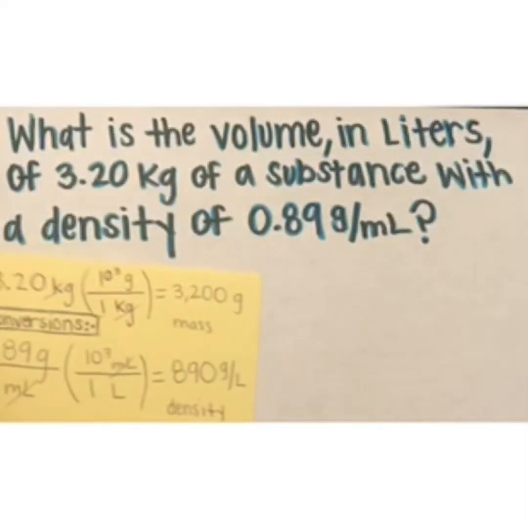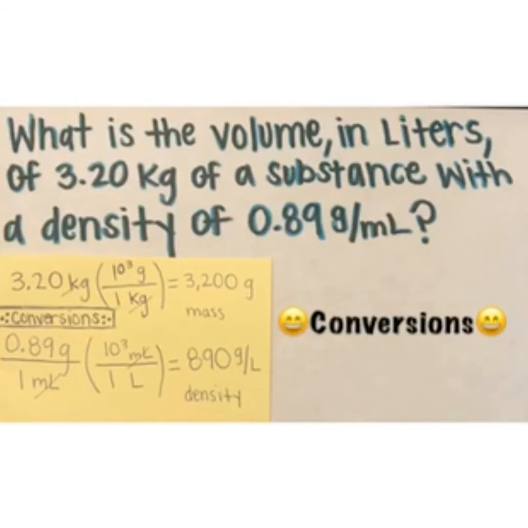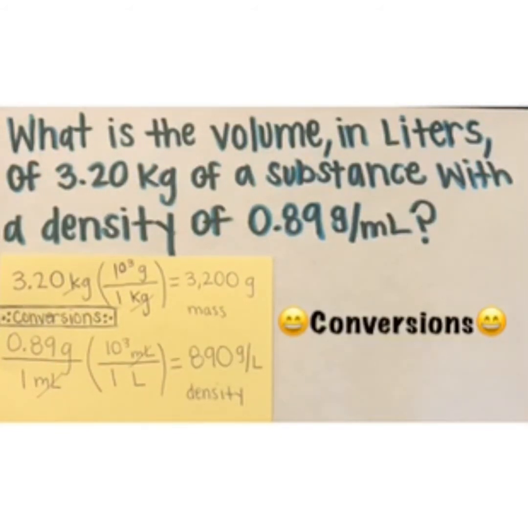So next, we must convert our units. In order to convert 3.20 kilograms to grams, you have to multiply this by 10 to the third grams over 1 kilogram. Your kilograms are going to cancel out, so you're left with grams. When you plug this into your calculator, you should get 3,200 grams as your mass.